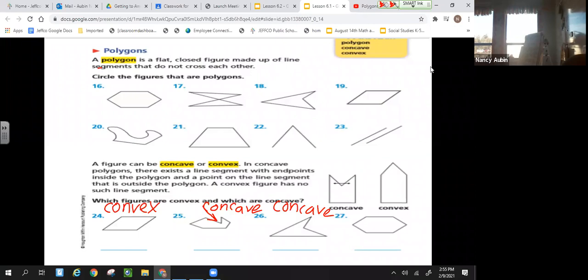All right, Evie, what about number 27? Oh, I'm sorry. Finn, what do you think? Concave or convex? Wait, which one? Number 27? Oh, convex. Why do you think convex? Because it actually pushes out on all spots. Nicely done.